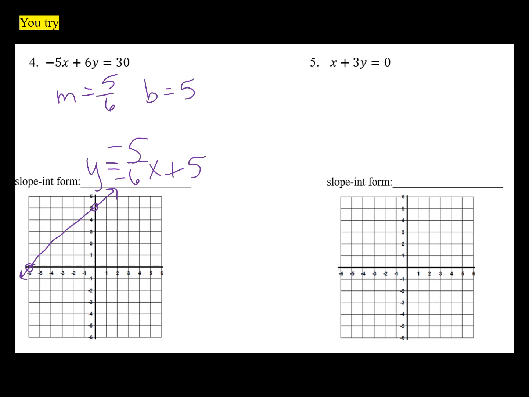On number 5, if you rearrange that, you get y equals negative 1/3 x. So my slope is negative 1/3, and my y-intercept, remember when there's no number, is 0. So there's my y-intercept at 0. I'm going to go down 1 for the rise, negative 1, and then right 3 for the run. I'm going to do that one more time so that I have at least 3 dots to make that line. So there is the line of that equation.